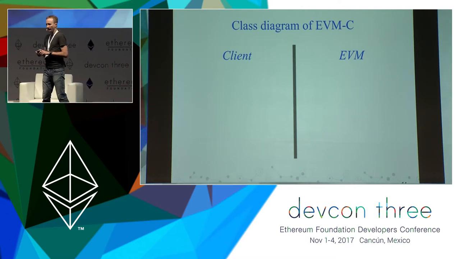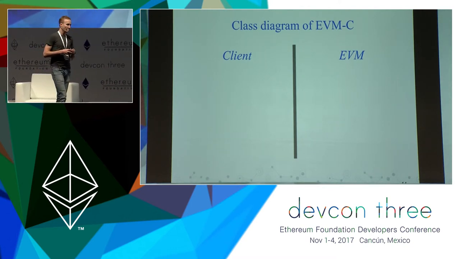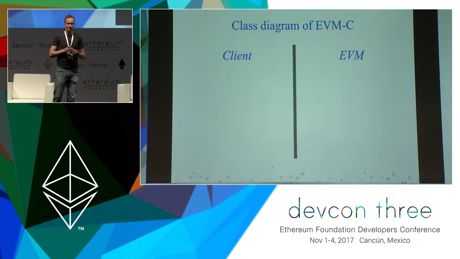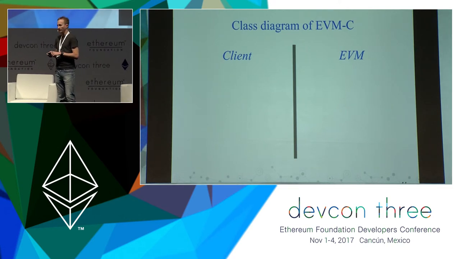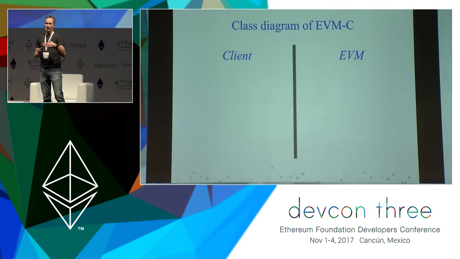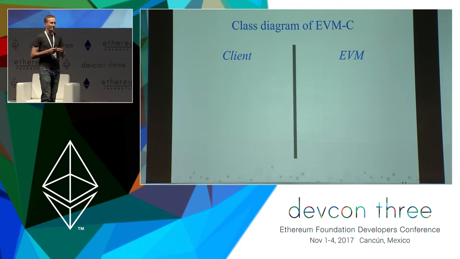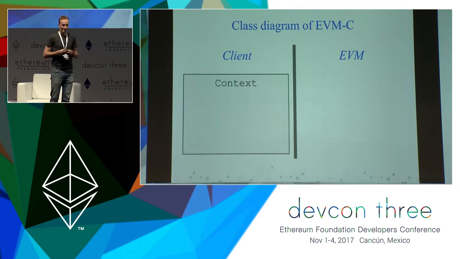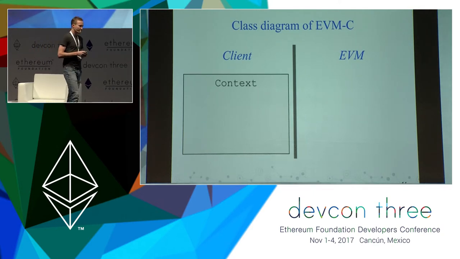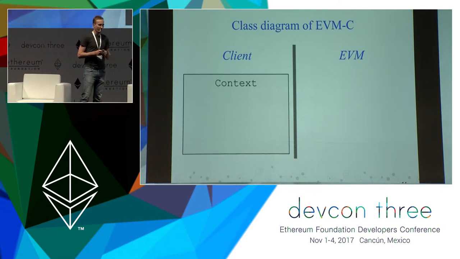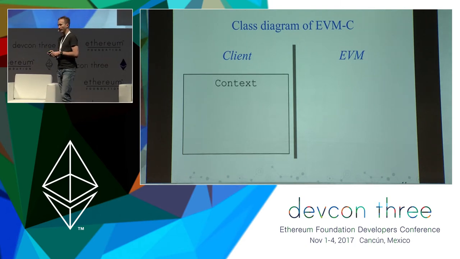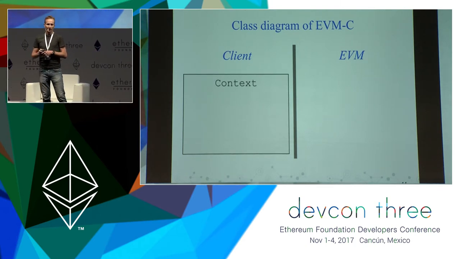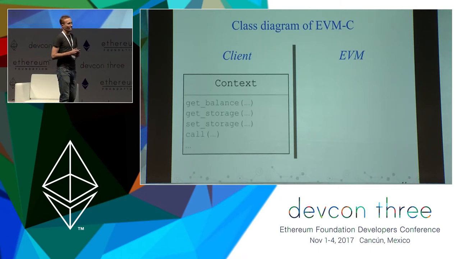Okay, so the whole design has two parts, two sides: one is related to the client side, and one is related to the EVM itself. On the client side, what has to be done? You need to implement some context class, and the context class provides virtual methods and can answer questions coming from the EVM.